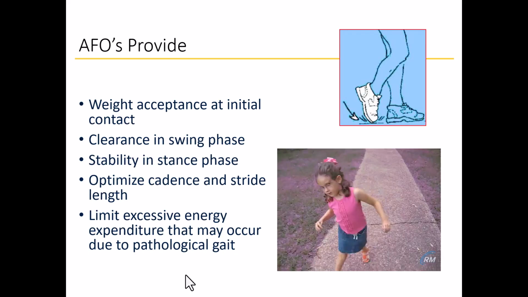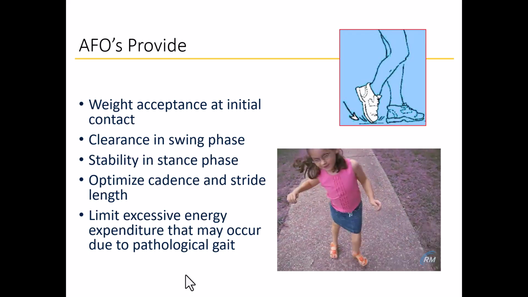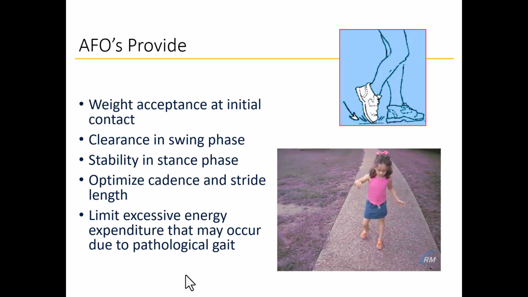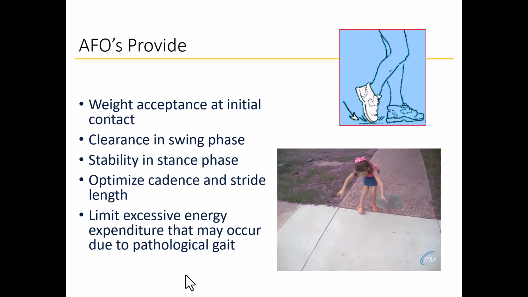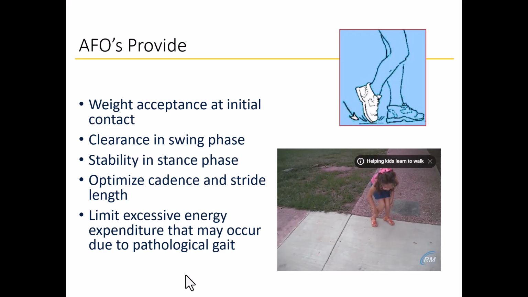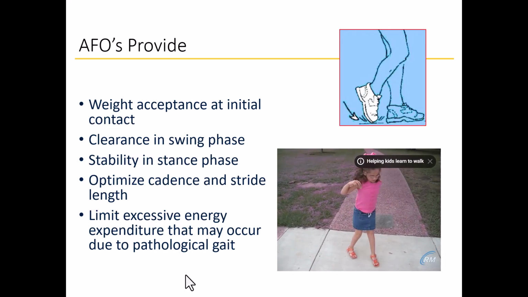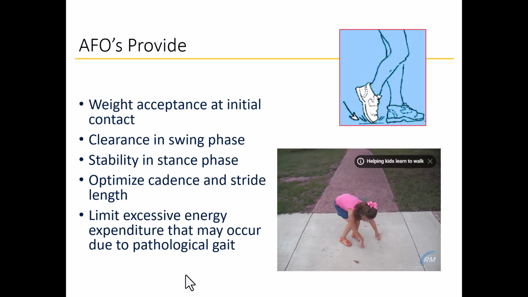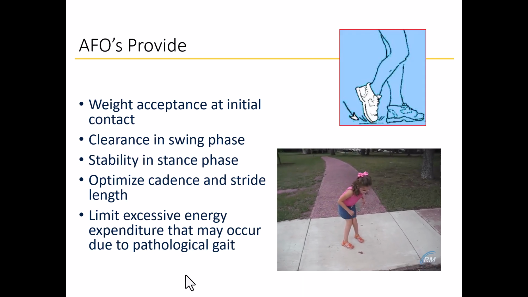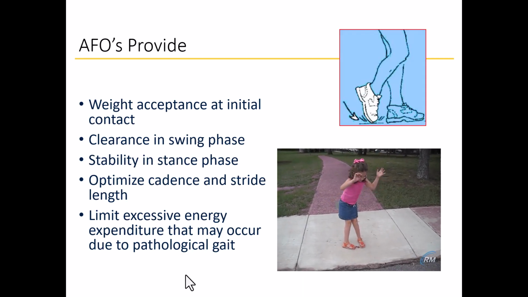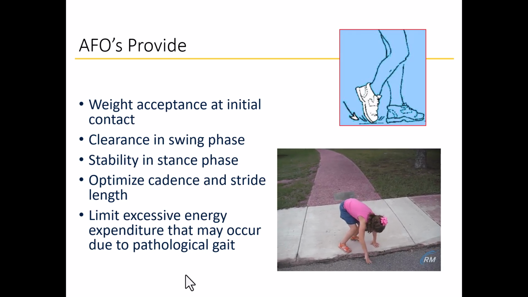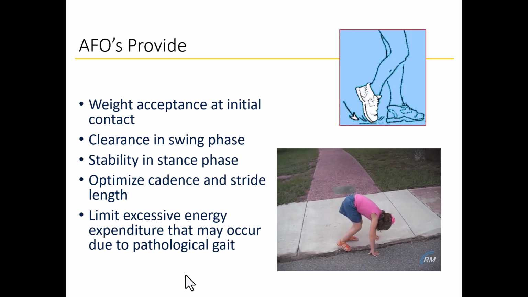So for watching this patient ambulate, do we see weight acceptance at initial contact, but do we lack a heel strike? Is she able to clear her foot in swing phase? Or does it drag and maybe cause her to fall? Does she have good stability in stance phase? And what about her cadence and her stride length? Are they efficient for her?